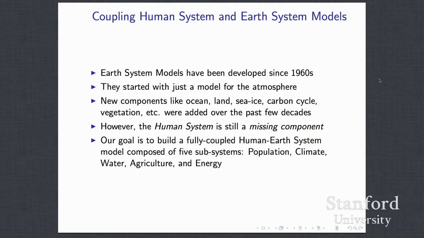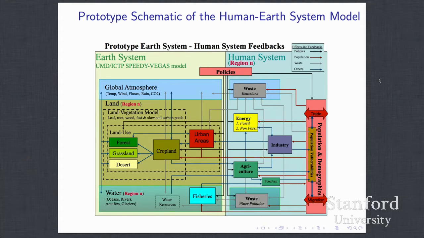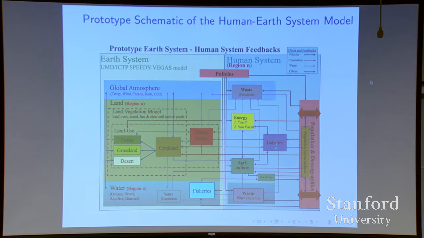bidirectional feedbacks to the human system and build a fully coupled human Earth system model, which I will show here. So this is a prototype schematic of that model, which has basically the Earth system itself: atmosphere, land, ocean. There will be a water system in that whole 5-sector model, in agriculture and food, energy and resources, and population. Population and the human as the most important part of the human system. And all of these sectors are coupled to each other through bidirectional feedbacks.